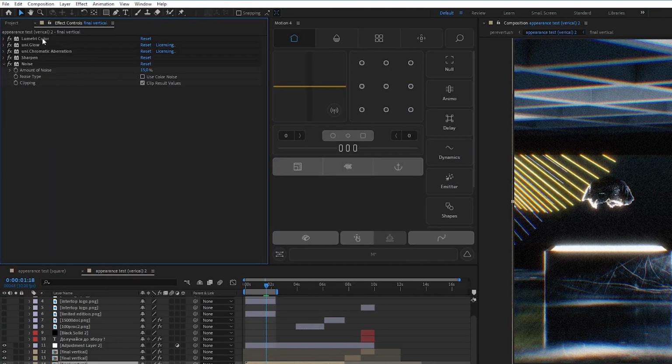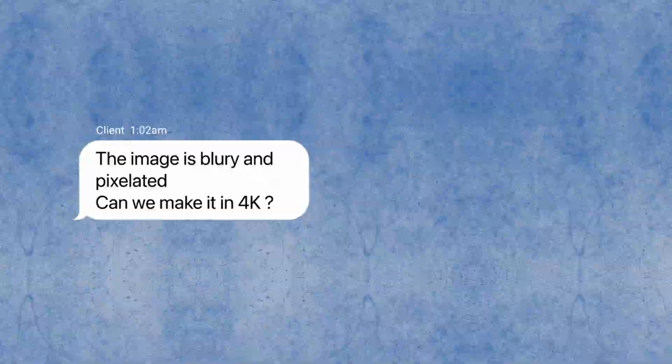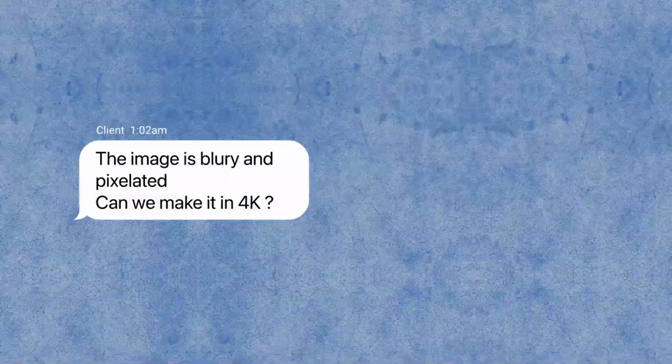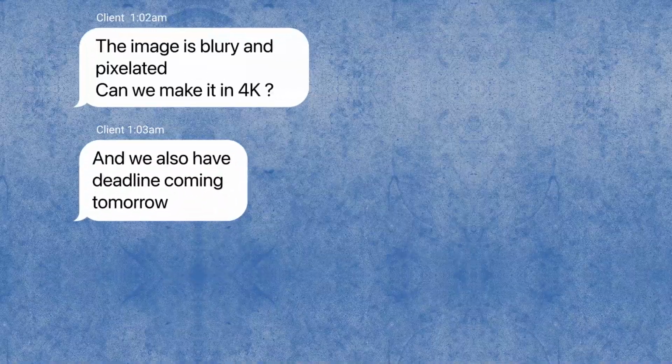In After Effects, I added color correction, a little bit of chromatic aberration, glow, sharpen and noise effects to spice up the image. But when I sent it to the client, I got this: "The image is blurry and pixelated, can we make it in 4K? And we also have a deadline coming tomorrow."